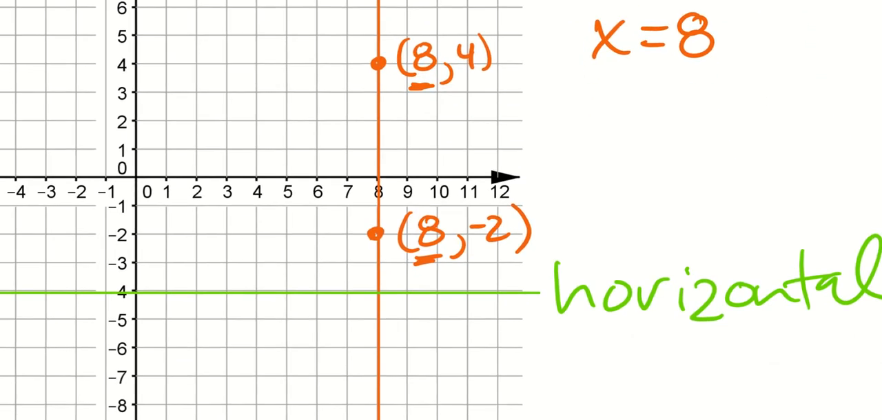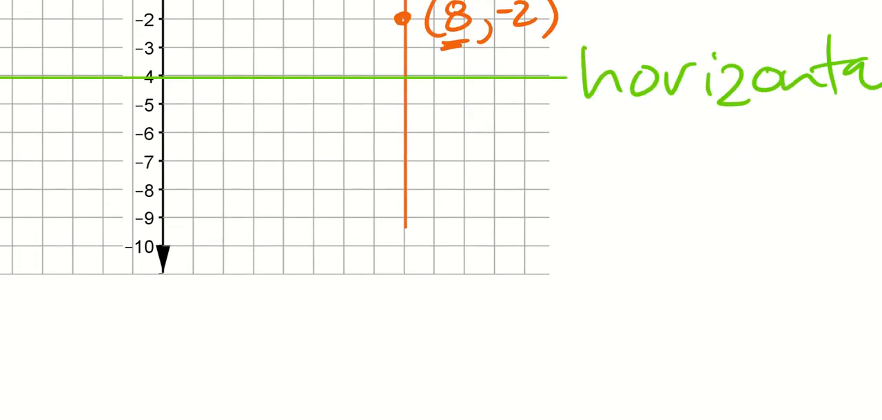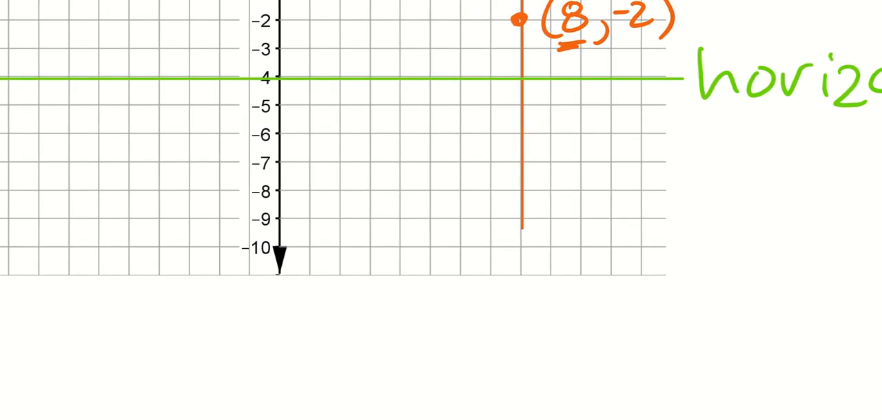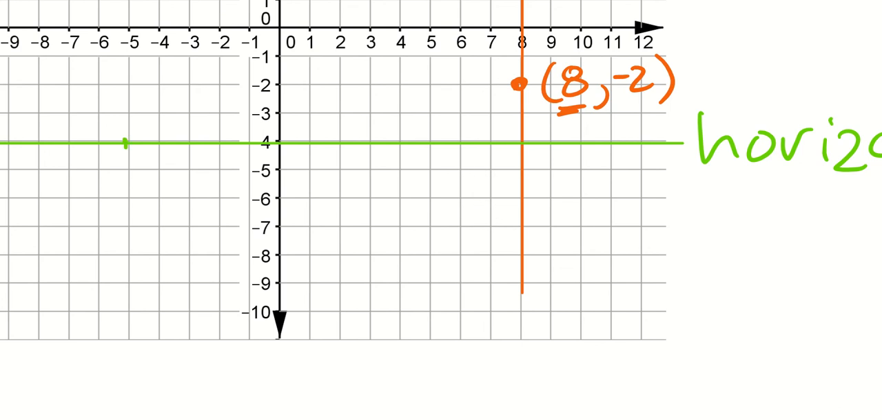Let's now consider a horizontal line. In this horizontal line, I'll do something similar. Let's track a few points. For example, right here, this is the point where x is -5 and y is -4. This is the point where x is 1 and y is -4. And finally, this is a point in which x is 9 and y is still, you guessed it, -4.